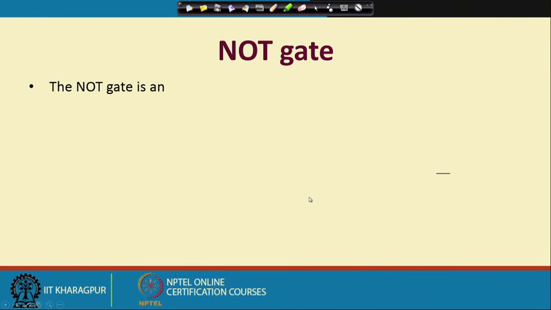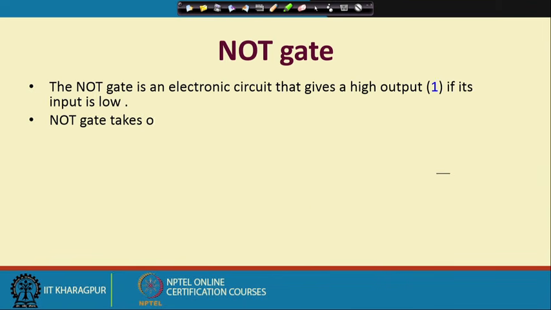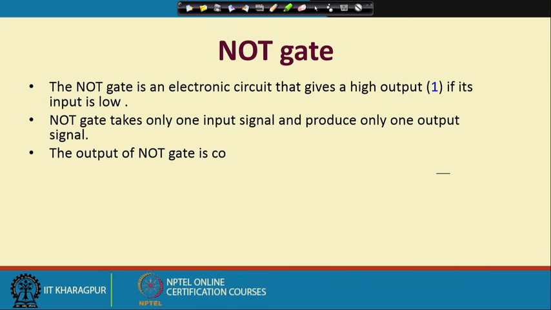Then the NOT gate. A NOT gate is another electronic circuit that gives high output if its input is low, and it takes only one input signal. So, it is a single input gate, unlike the AND gate and OR gate. The output is the complement of the input. If input is 0, output is 1, and if input is 1, output is 0. This is also often known as an inverter. Another very common term for this NOT gate is inverter.